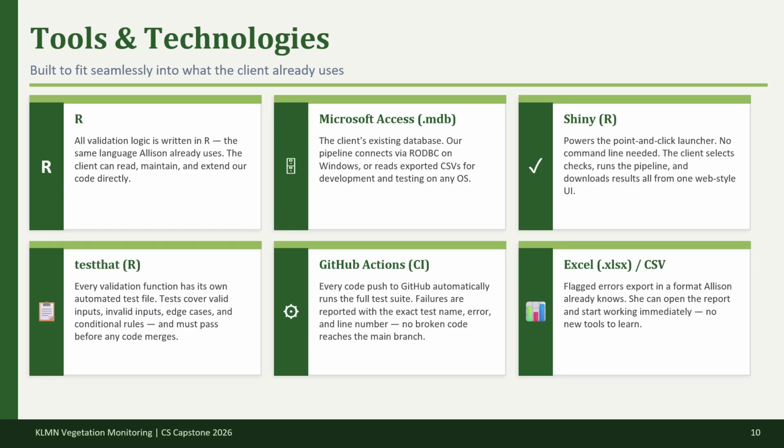Here's a quick note on the stacks we used, because it was really guided by what the client already works with. Allison's existing script was written in R, so we stayed in R. That means she can actually read our code, maintain it, and hand it to somebody else. The database is Microsoft Access, which we connect via RODBC on Windows, the same way her old script did. We built the Shiny app in RStudio, and then the output is MDB, Excel, and CSV formats she already uses every day. The goal was to fit into her workflow and not replace it with something new.